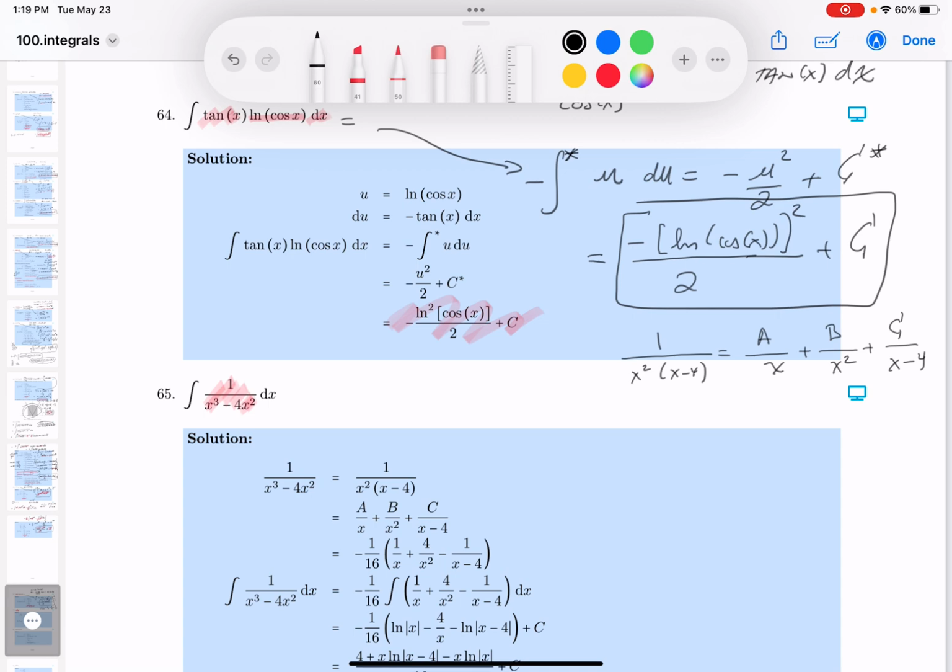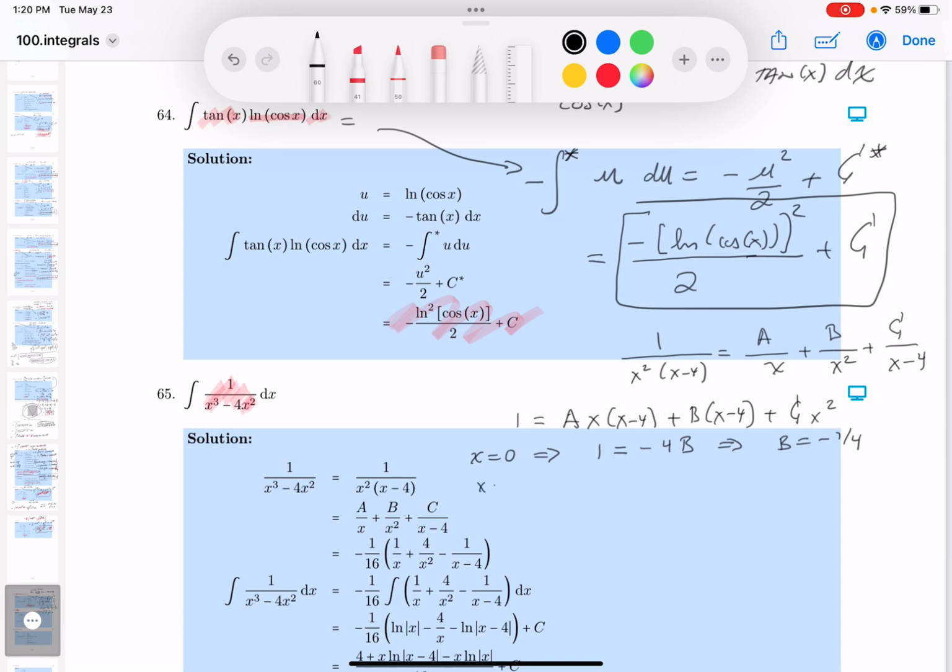Let's write that down. On the left side, if you multiply by the LCD, you get 1. On the right side, let's put the a down first. You get x and then x minus 4. Then for the b, you just get x minus 4. And for the c, you get x squared. I would pick an easy x value, for example, x to be 0. On the left side, I get 1. On the right side, I would get minus 4b, which means b is minus 1/4.